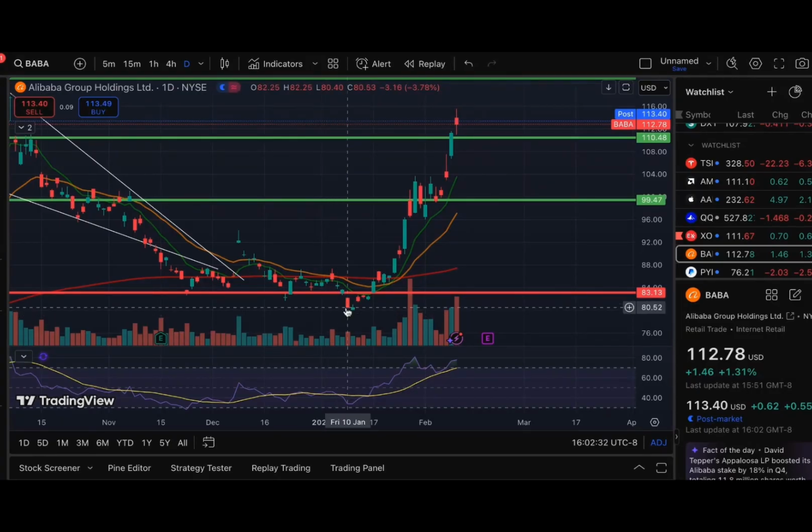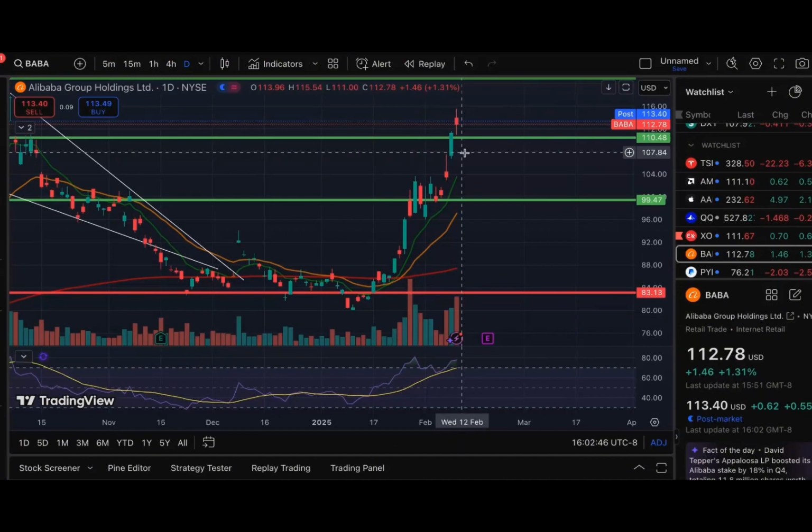Well, you see the price used to go up, right? It was at $80 a month ago. It is now $113, right? So the trend is obviously bullish. The trend is saying that this looks like it's going to continue going higher.